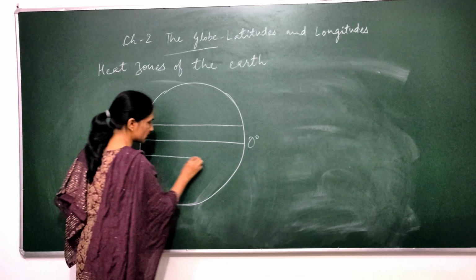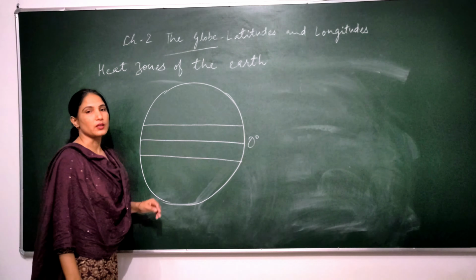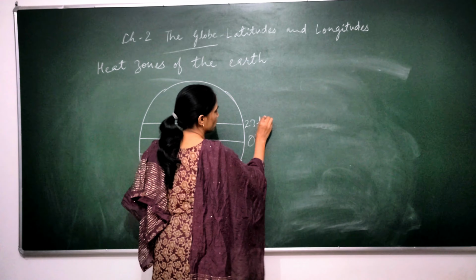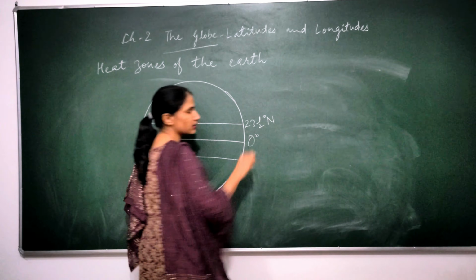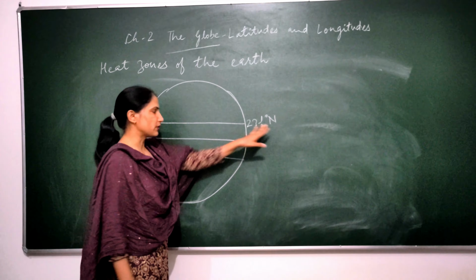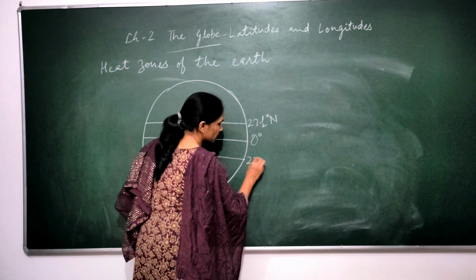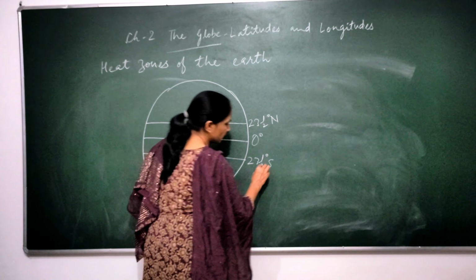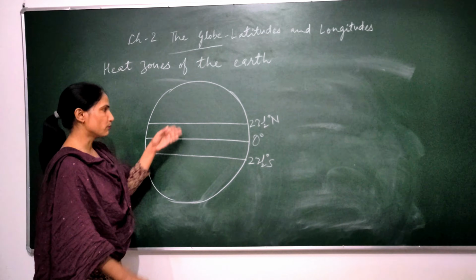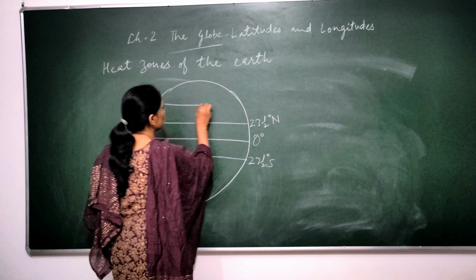As we all know, in the previous lecture we studied the important latitudes. This important latitude is located at 23.5 degrees north, named the Tropic of Cancer. This is located at 23.5 degrees south, named the Tropic of Capricorn. These are important reference lines, latitudes.